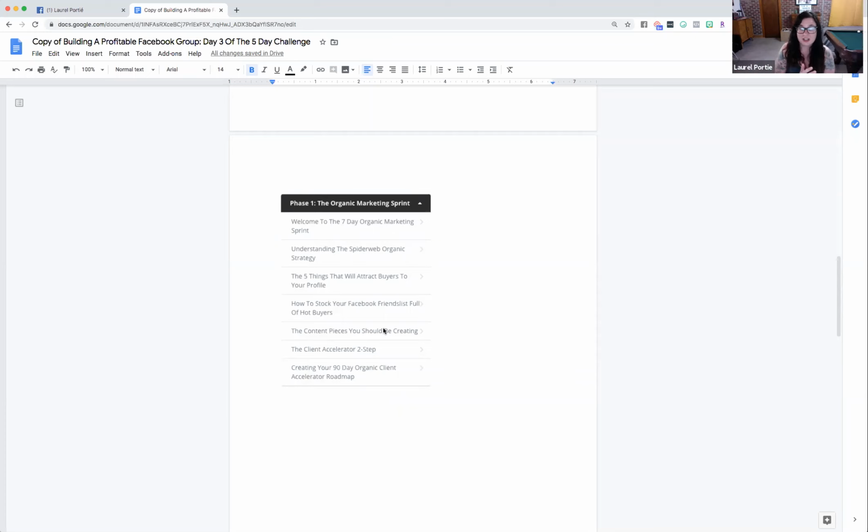And so now you have a pathway. You could literally map out phase 1. These are all the modules that are going to be in phase 1. And you can turn this into a 5-day challenge, a 7-day challenge. You could start this on Monday and start filling that group up with content that is going to accelerate people into that next step.